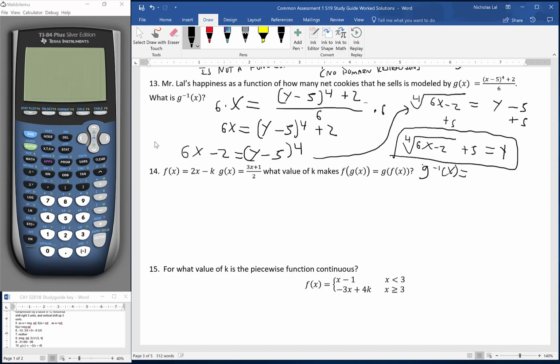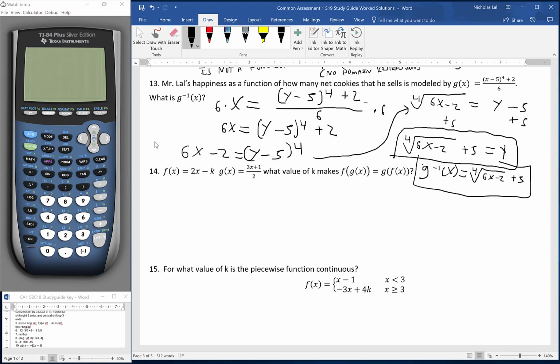G inverse of x is equal to the fourth root of 6x minus 2 plus 5. That is the inverse of the function. All right, f of x is equal to 2x minus k. G of x is equal to 3x plus 1 over 2. What value of k makes f of g of x equal to g of f of x?